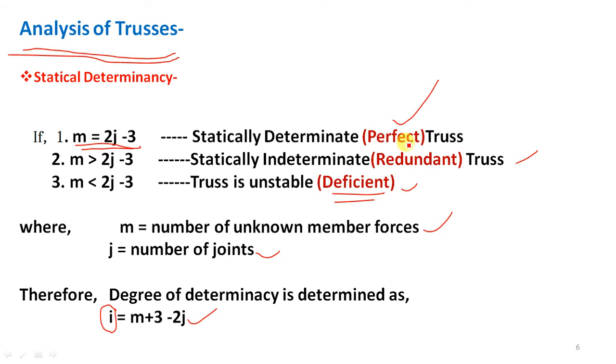If the truss is redundant, then we cannot analyze the truss by using the equations of equilibrium. Therefore we must check before solving the problems whether the truss is statically determinate or indeterminate.